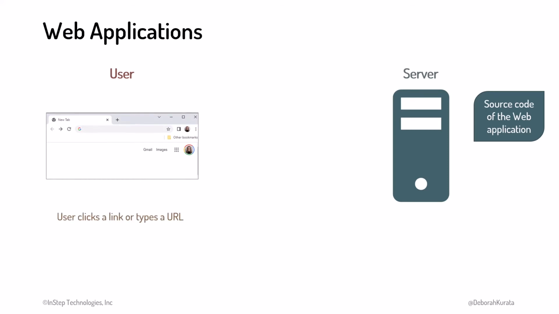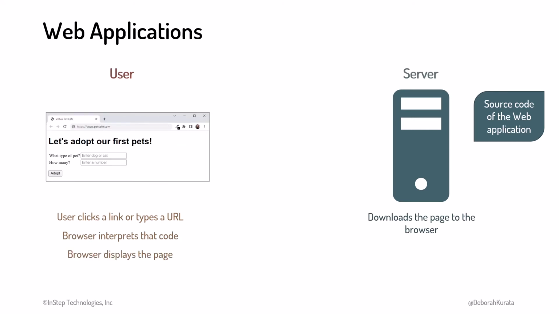When a user clicks on a link containing a URL or types a URL in the browser address bar, the Internet locates the correct web service for that URL to get the associated resource. If that resource is a web page, the source code is downloaded to the user's browser. The browser interprets that code and displays the page. The user can then interact with the page. And that's how web applications work.